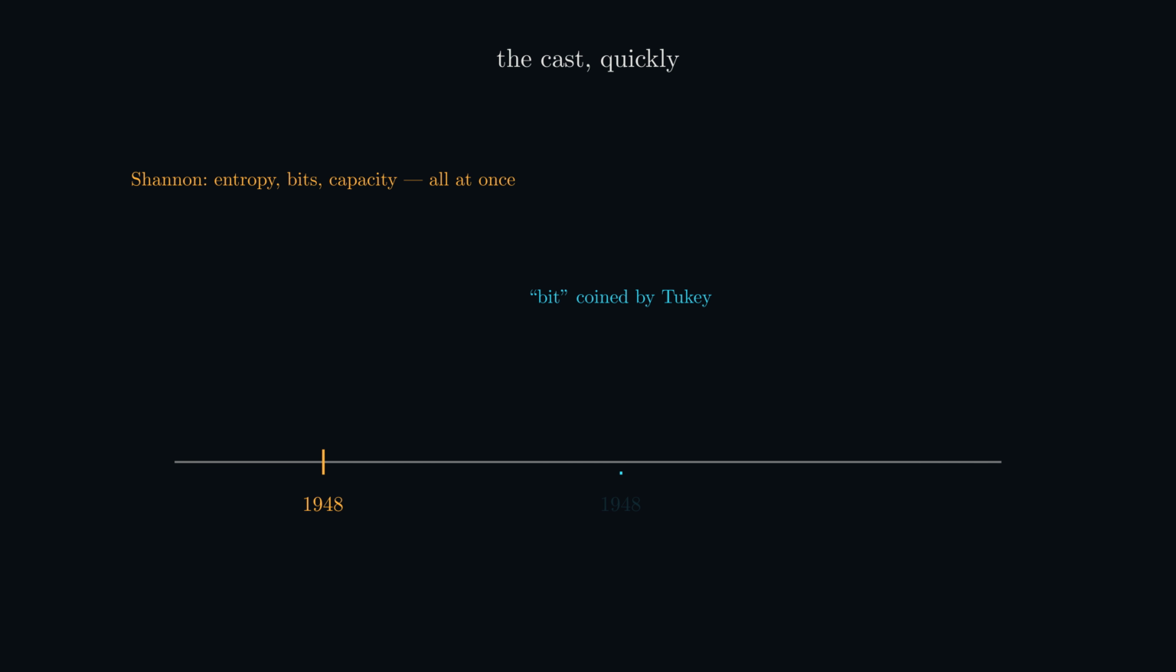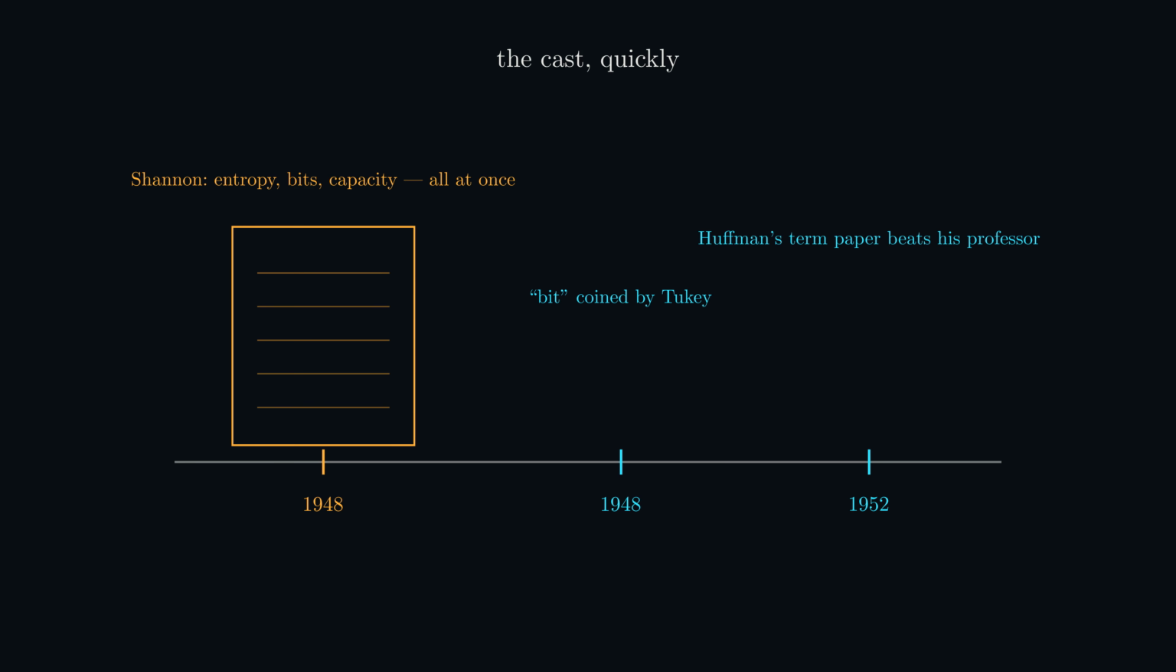The cast quickly. 1948. Claude Shannon, Bell Labs, publishes A Mathematical Theory of Communication, Entropy, Bits, Channel Capacity all at once from nowhere. The word bit itself, suggested by colleague John Tukey.